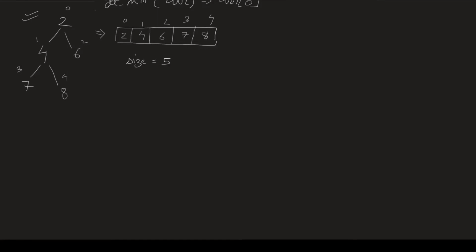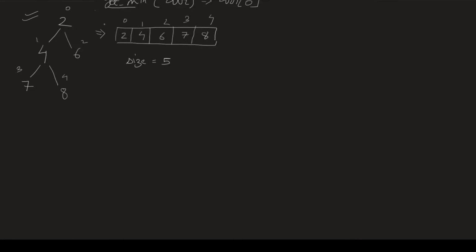So using get min, we will have the minimum value in the min heap, which will be nothing but the first value in this array. Now the next operation is extract min. In the case of extract min, what we need to do is find the minimum and then extract it from the heap. We need to remove it from the heap.